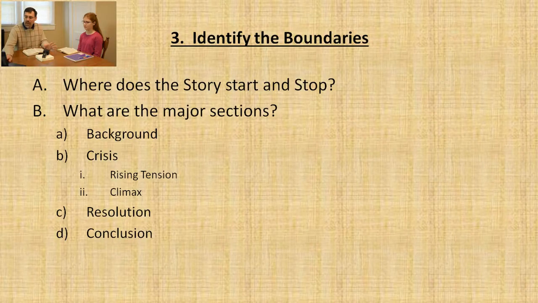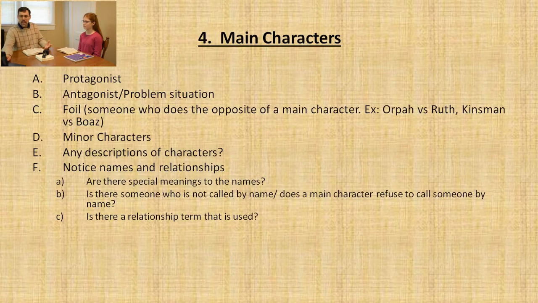So those are the two main things we're covering today. The boundaries of a story. Where does the story start and stop? What are the major sections? The background, the crisis, the resolution, the conclusion. And then the main characters. The protagonist, who's the main person that the story is about. The antagonist, who is against the protagonist. The foil is someone who, by their actions, highlights just how bad or how good the main character's actions are. Minor characters, descriptions of characters, names, and relationships.